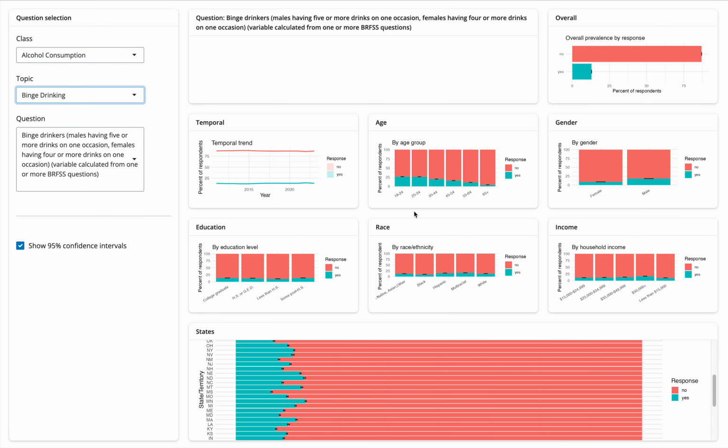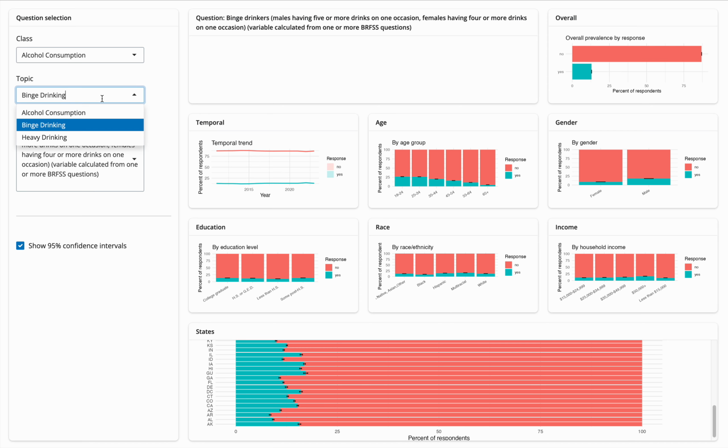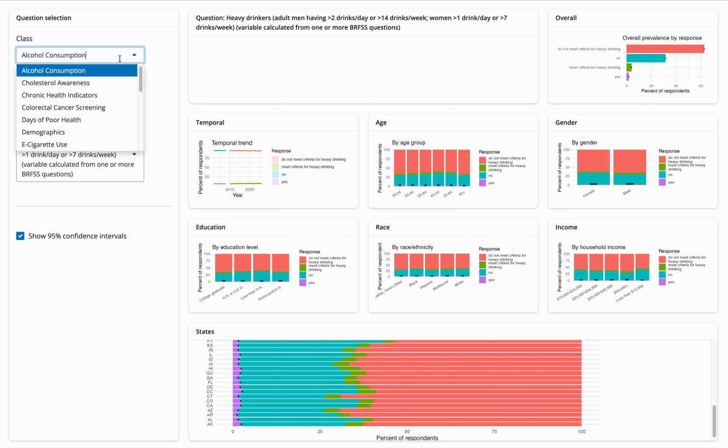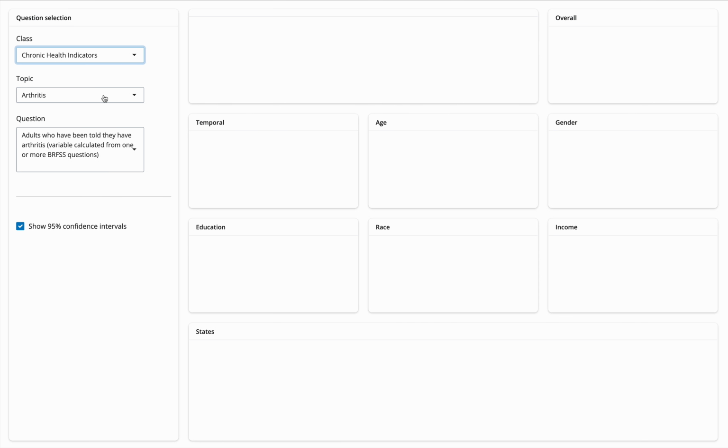Binge drinking, pretty low across the board. Heavy drinking, as you can see, the responses have been combined, is pretty low overall. Let's get to chronic health indicators.